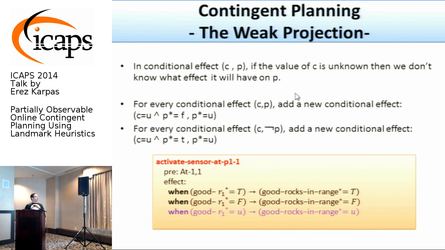So for every conditional effect which adds P, we add a conditional effect that says if C is unknown, and this is basically shorthand for if one of the literals in C is unknown, and P is known to be false, then P becomes unknown. And vice versa for not P, okay?